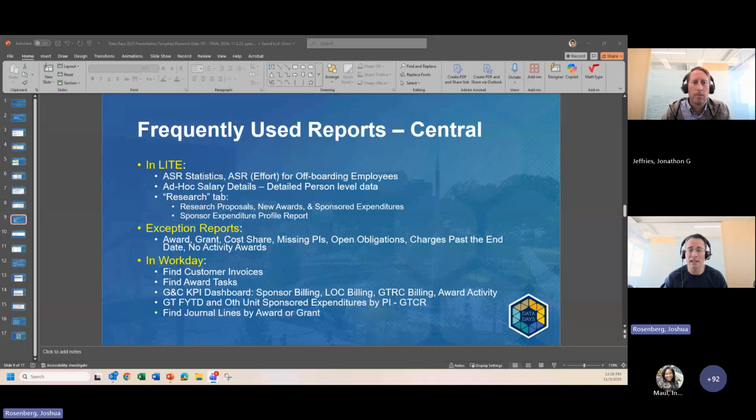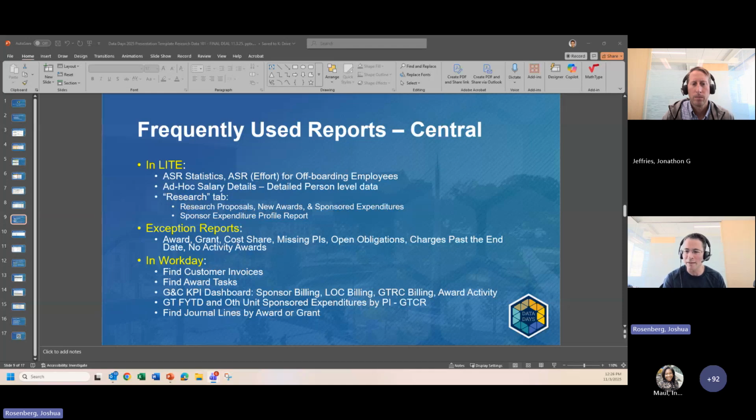LOC stands for letter of credit. So I can see there how much we have billed to NSF, to NIH, to NASA, those sponsors that allow us to invoice them through letter of credit mechanisms. That's great because that's where our biggest dollar invoices are going towards.